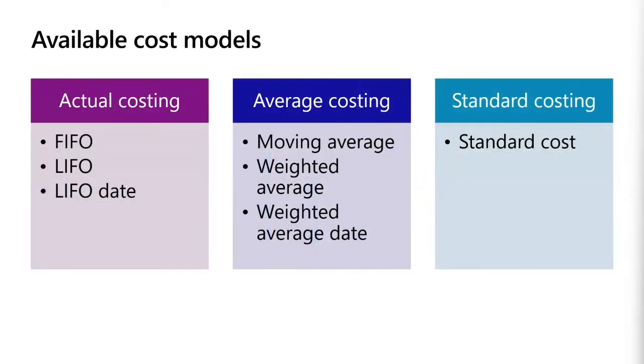In this slide, we've listed out those different cost models available and grouped them under their corresponding cost strategies. We have FIFO, LIFO, and LIFO date in the actual costing bucket, moving average, and weighted average date in the average costing bucket. And lastly, we have standard cost in the standard costing bucket. In this tech talk, we will cover each of the models in the actuals and average costing strategies, and we will cover standard costing as part of the next installment in our series.